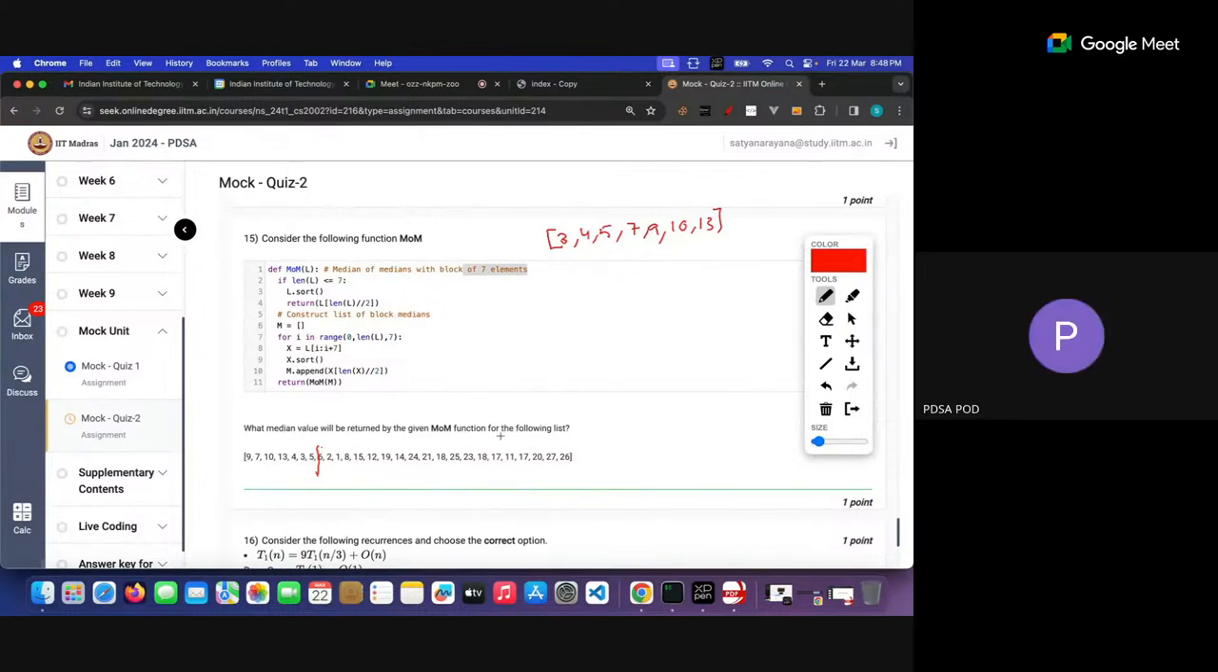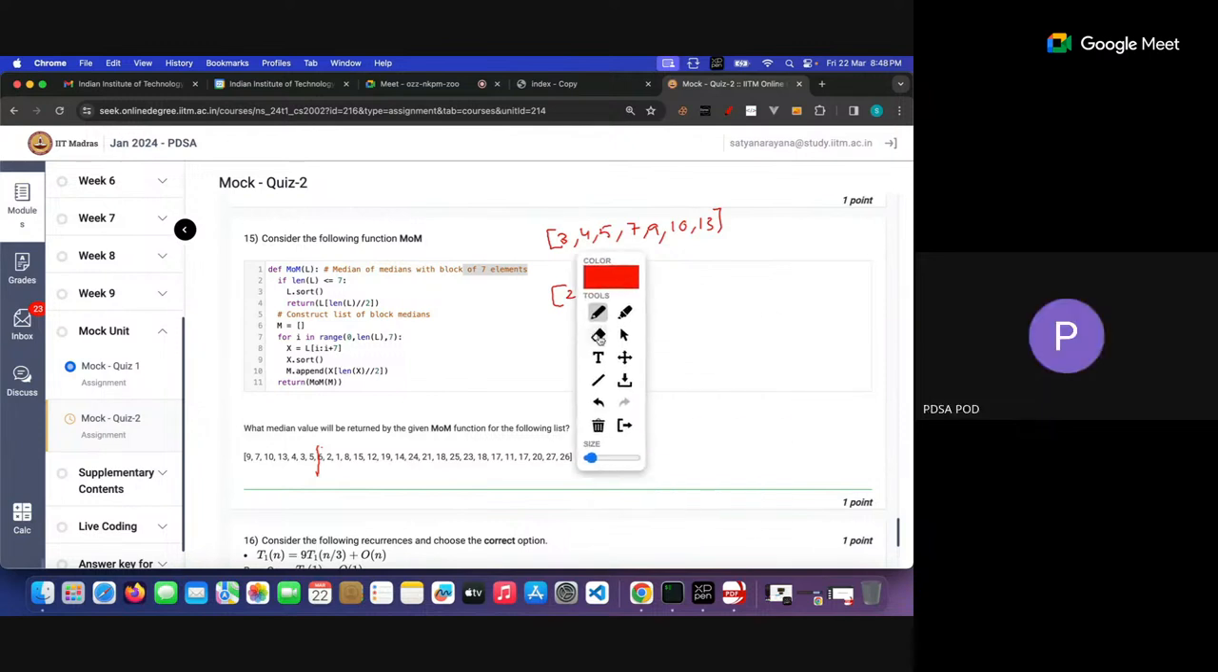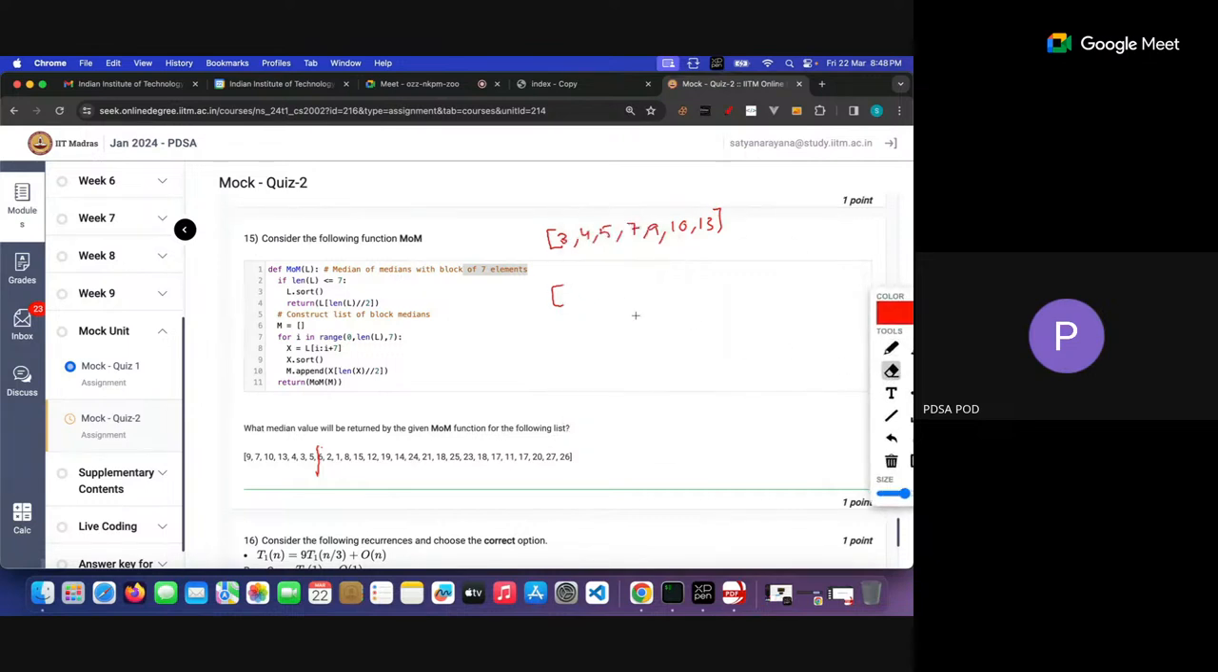Another 7 elements means again we get another sorted list of elements. That list is 1, 2. Okay. Yes, 1 is there from this list.